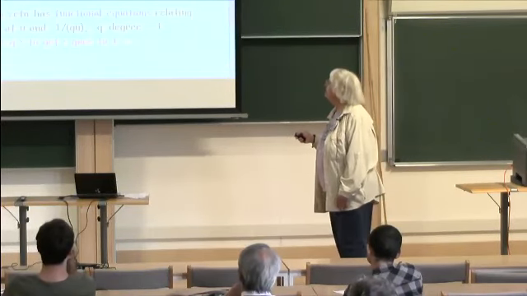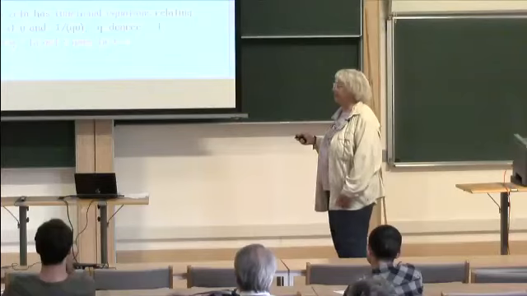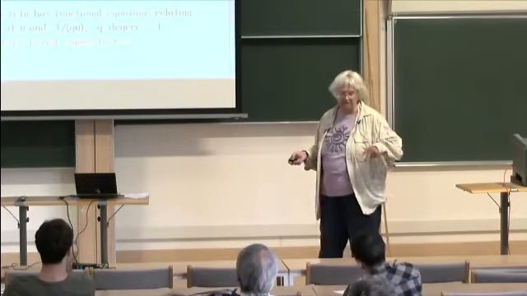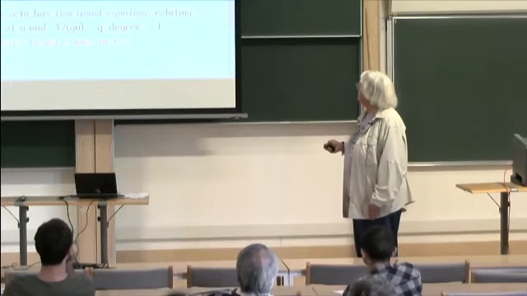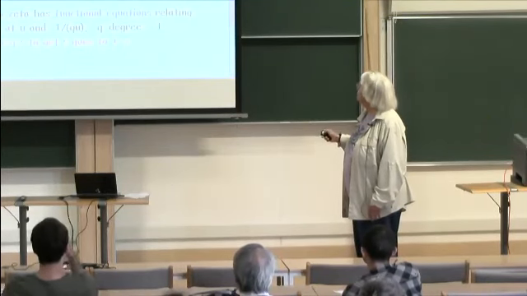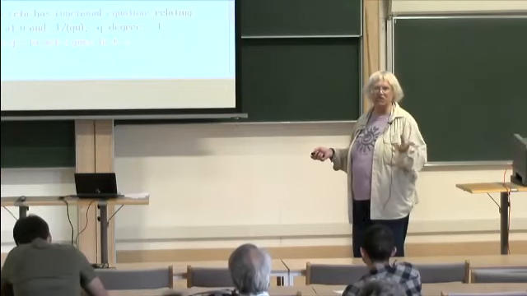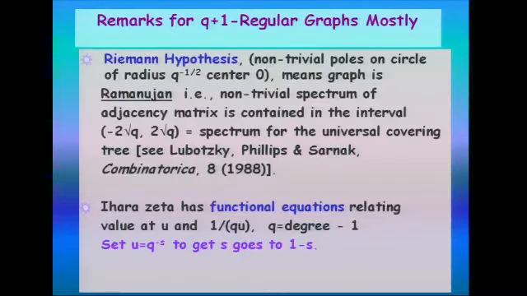This definition goes back to Lubotzky, Phillips, and Sarnak in 1988, and they produced a huge list of Ramanujan graphs. The moral of this Riemann hypothesis is I should change variables, u equals q to the minus s, and look at the s variable. There's also a functional equation that takes the value at u to the value at 1 over qu, where again q is the degree minus 1. And finally, u is q to the minus s. Once you make that change of variables, it looks like Riemann zeta. The functional equation relates the value at s to the value at 1 minus s.